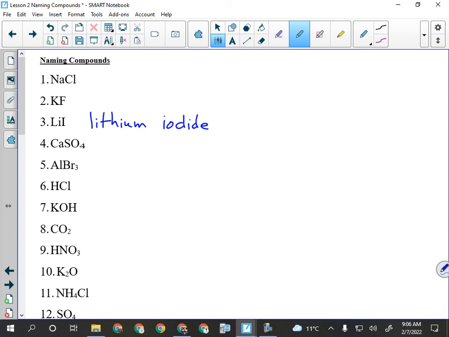Okay. Have a look at number 4, because number 4 is also ionic, but has a polyatomic ion in it. Okay, we still follow the same naming rules. We write the name of the metal unchanged, so calcium. And then we write the name of the polyatomic ion exactly as it appears in the table of polyatomic ions, so calcium sulfate.